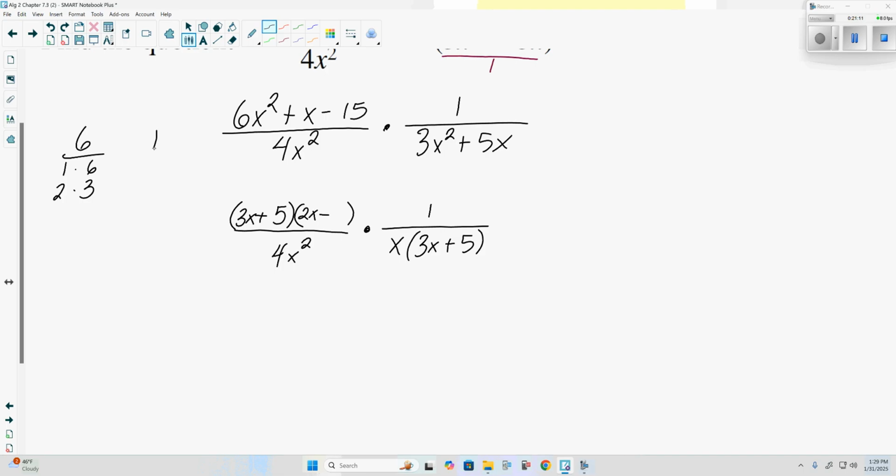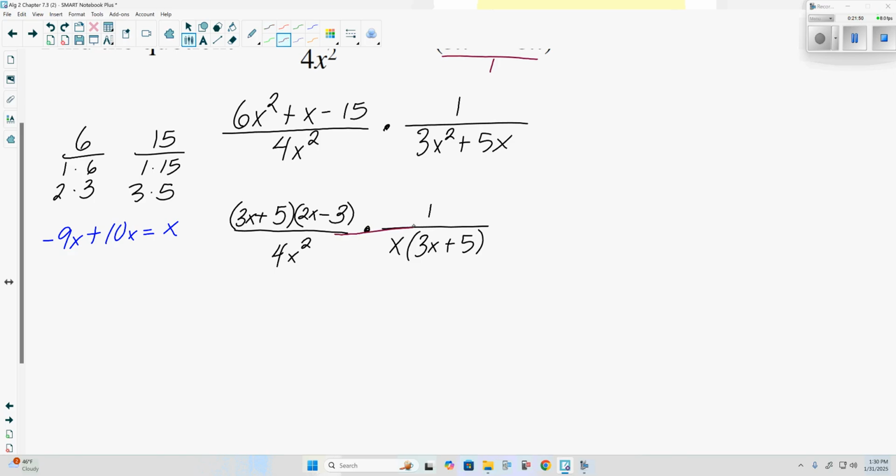Now, hopefully the third term, 15, has a set of factors that contains 5. Well, 3 and 5, yes? Which means the 5 will go in with the 3x. 3 will go in the other spot. And let's just check and make sure. 3x times negative 3 is going to be negative 9x. 5 times 2x is plus 10x, giving us a positive 1x. Was that the middle term we wanted? Well, yeah.